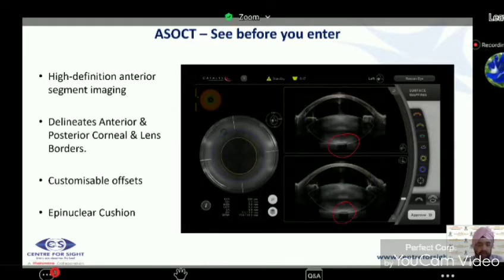What is very, very clear is that it delineates the anterior and the posterior lens borders. So you can see that these are the lens borders that you have here. And you can see that this is the area which is going to be causing you a problem. So you can leave behind an epinuclear cushion so that you are above this area. So you need to do the dissection in this area, leaving behind this clear area.